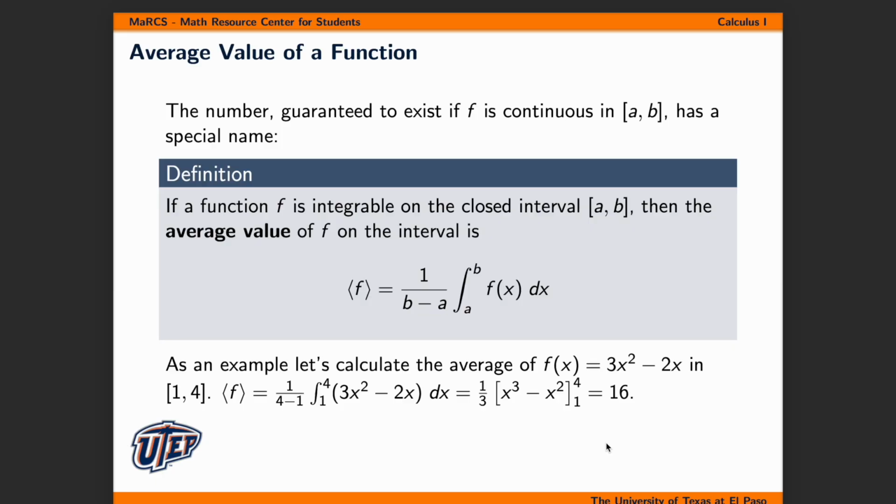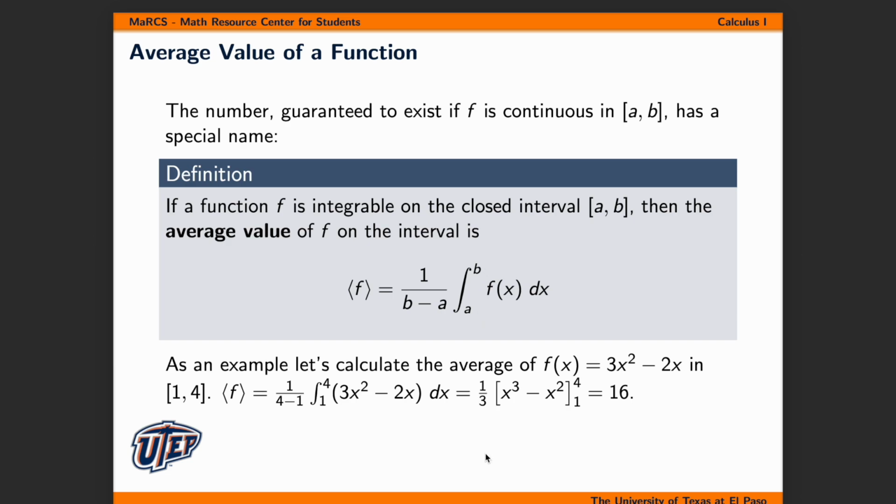The average value of a function is the number that is guaranteed to exist if f is continuous in the closed interval from a to b. If a function f is integrable on the closed interval from a to b, then the average value of f on the interval is denoted by f inside of these chevrons, and that is equal to 1 divided by b minus a times our integral of f of x with respect to x evaluated at a and at b.